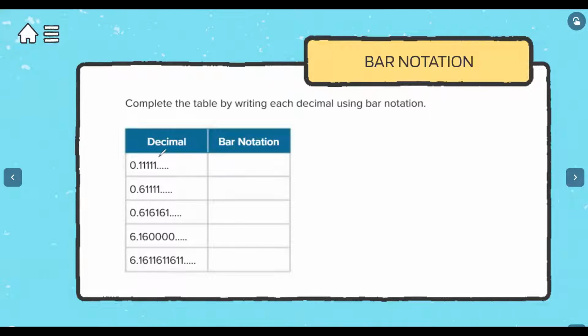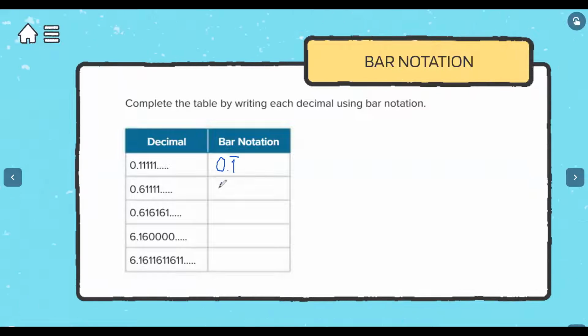In this case right here, for the first decimal, the number that repeats, as you can see, is the 1. So the 1 will need to have a bar notation over it. We don't need to write 0.11111 and so on forever, right? We only write 0.1 and a bar notation over the 1. In the second example right here, we have 0.61111 and so on forever.